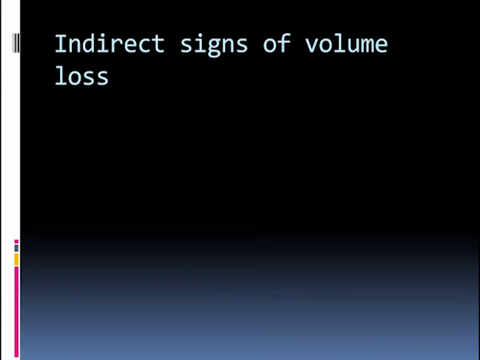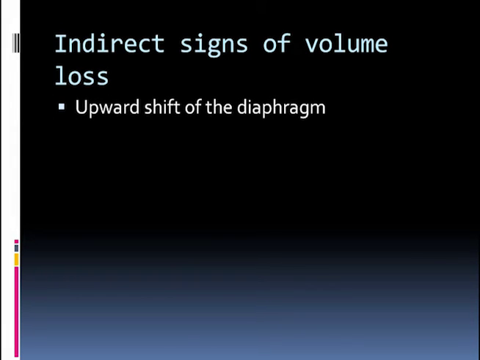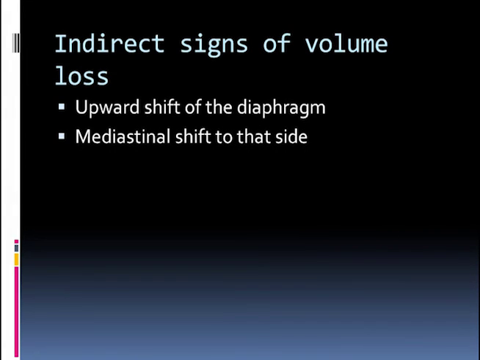Now, there are many indirect signs of volume loss, and these are more common, and we see them all the time. One is upward shift of the diaphragm, so that if the left lung is collapsed, the left diaphragm is higher than the right one. Mediastinal shift towards the side of the collapse, so that if the left lung is collapsed, the mediastinum shifts over towards the left side to fill that space.